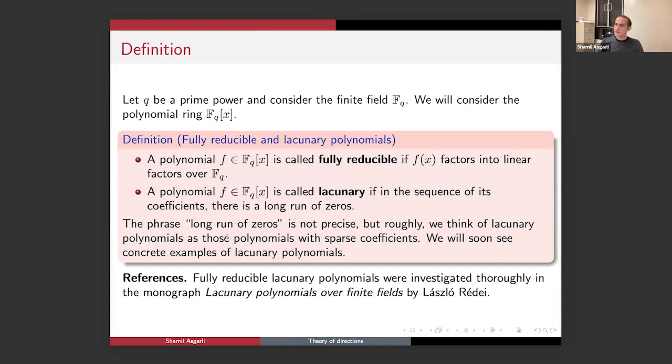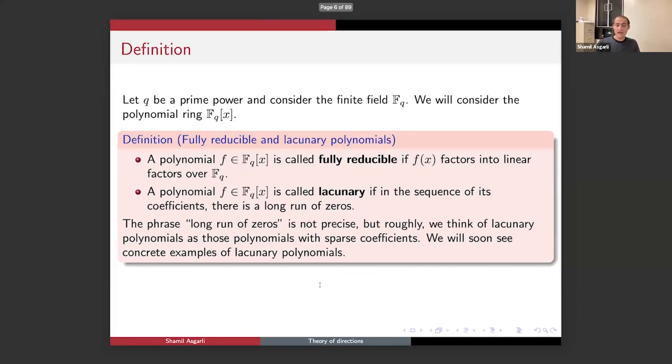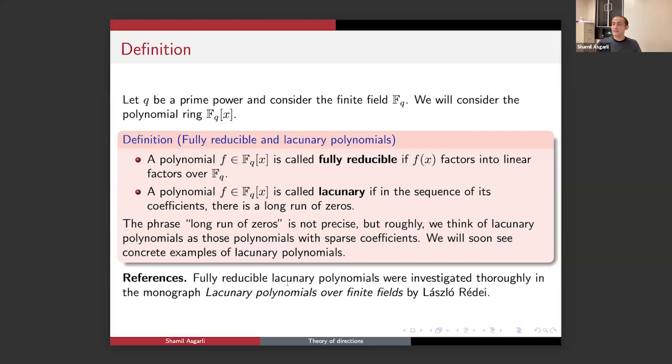Now you may ask, what kind of polynomials simultaneously satisfy both conditions? They're both fully reducible and lacunary. Well, it turns out that László Rédei studied these polynomials in his monograph from 1970. Polynomials that are both fully reducible and lacunary were investigated thoroughly in the monograph called Lacunary Polynomials over Finite Fields. And much of the results I'm going to mention today really originate from Rédei's ideas.